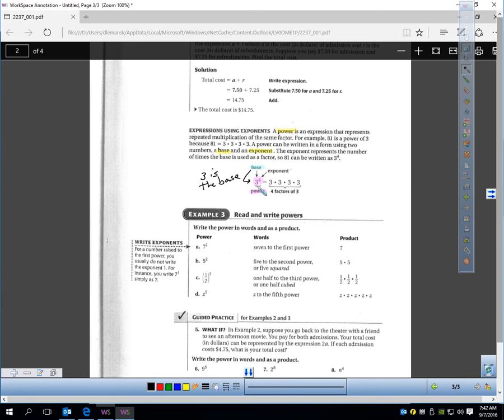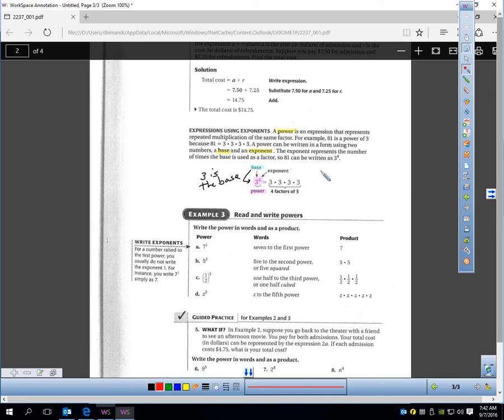Now, what does this expression 3 to the 4th mean? It means take the base 3 and write 4 factors of 3 multiplied together. So this is the most common mistake I see with this. Let me do this in red pen. Red means this is an error.